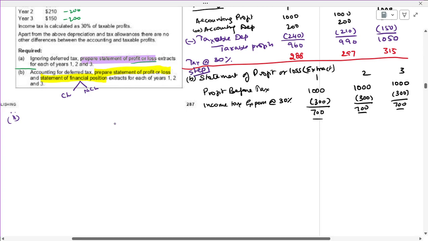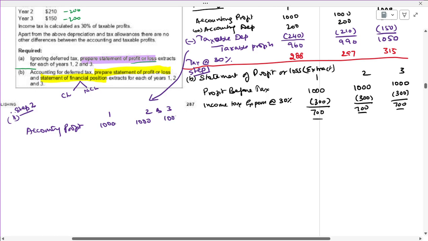This is step one. What we have to do? We should know. Step two, very quickly: 1, 2, 3. Same thing I am doing. We are not doing anything different. You have an accounting profit of 1000, 1000 and 1000.